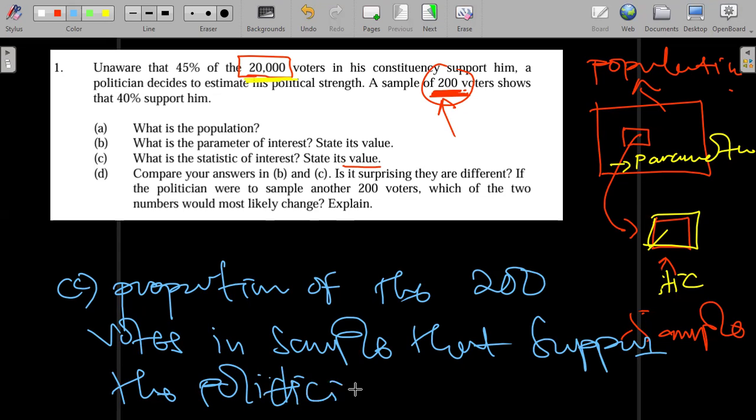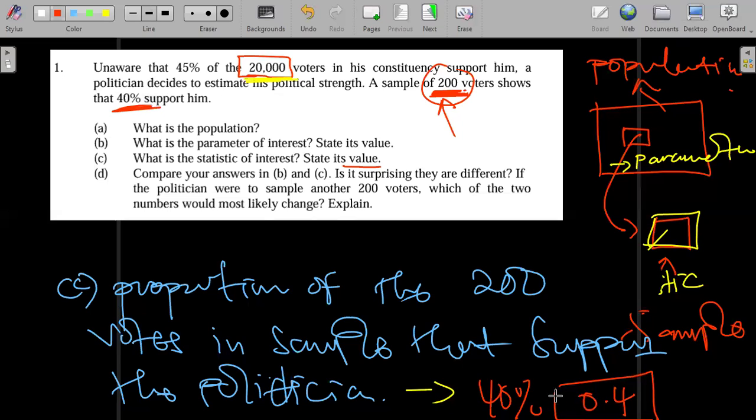This here will be our statistic, and then they have told us to state its value. So the value of a statistic is this 40% here. So we're going to say 40%, or you can put it in decimals, you're going to say 0.4. So this one here is the value of our statistic. All right, so any questions up to there, or is it clear?